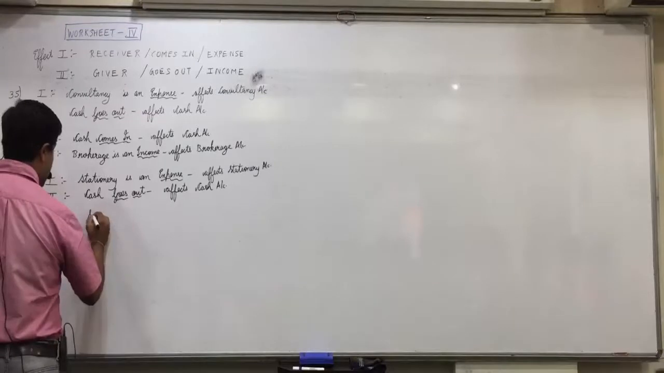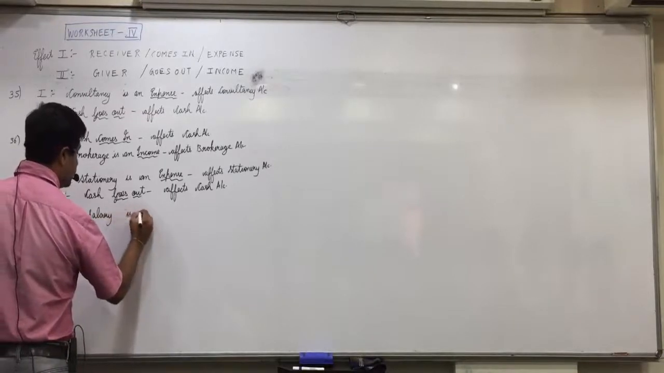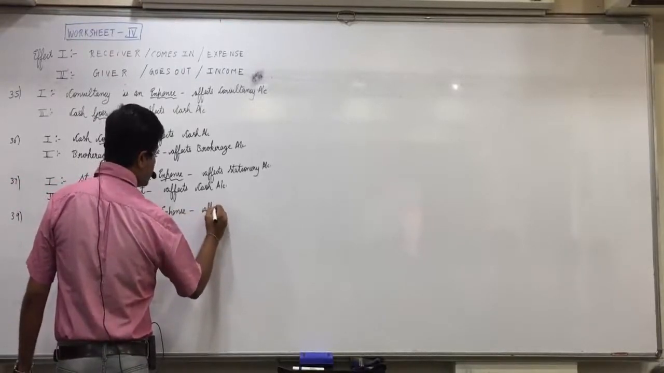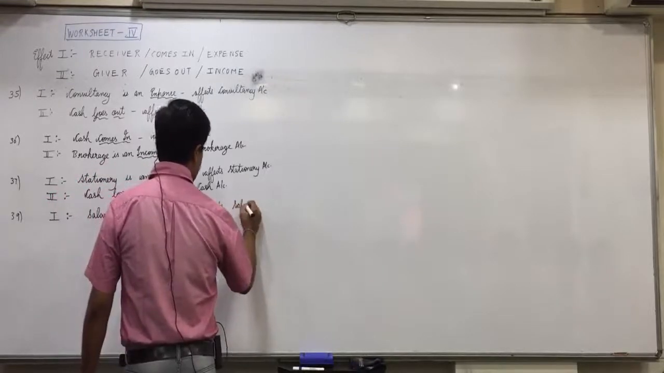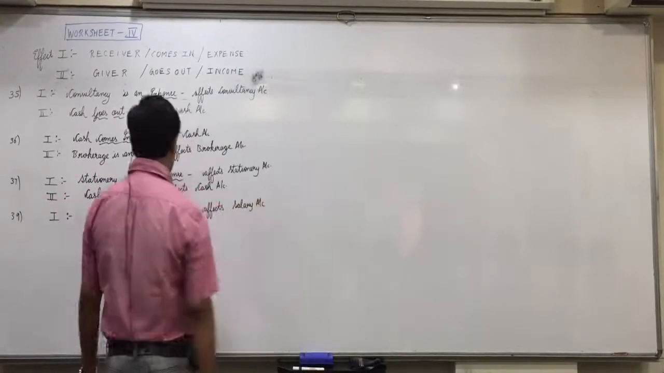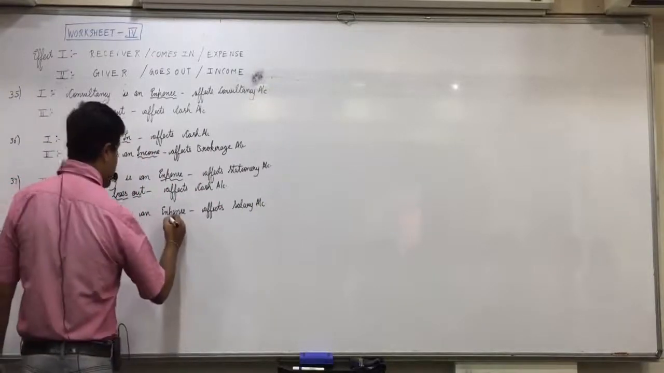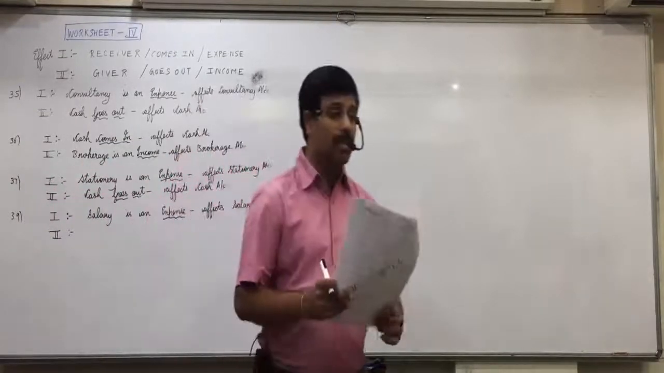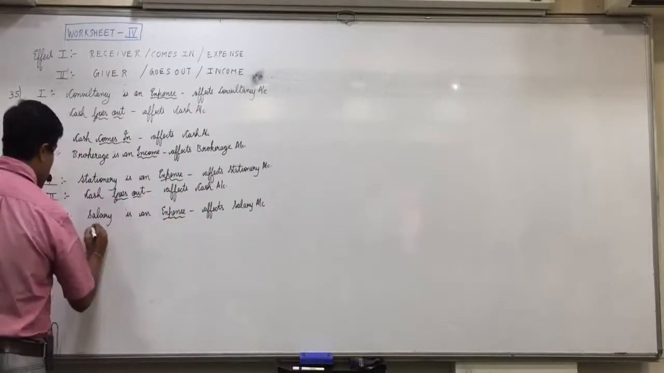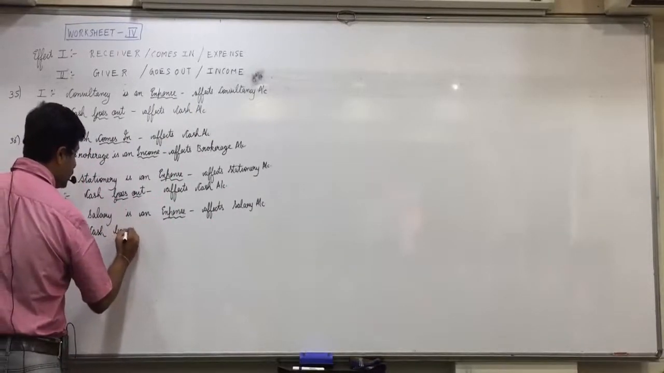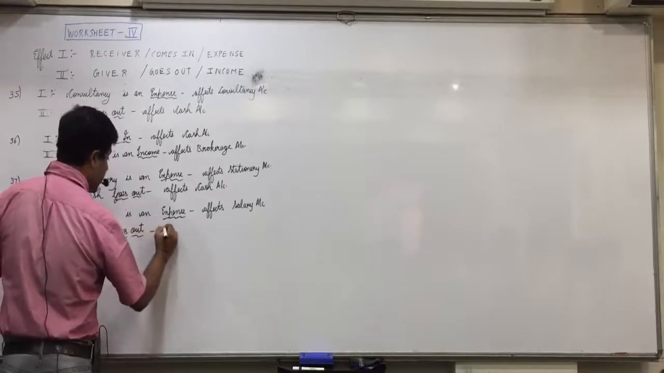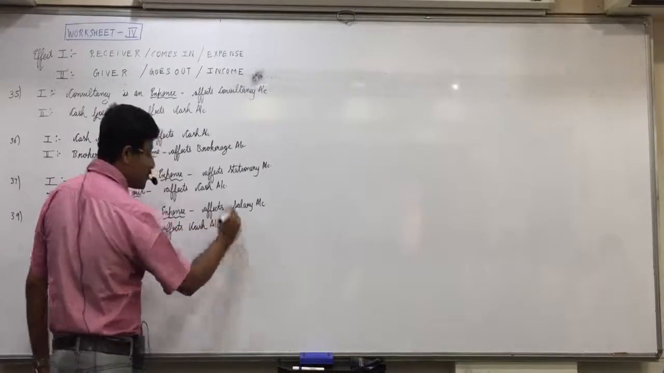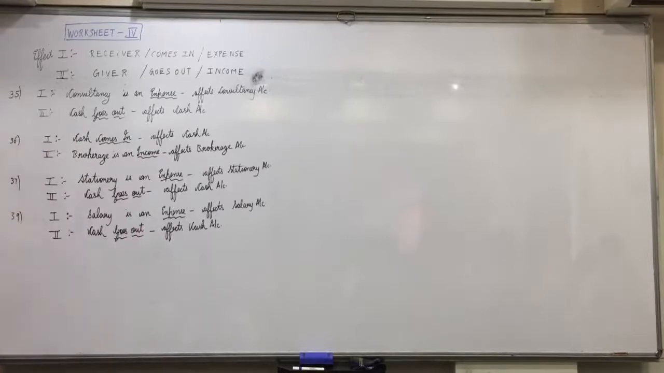Salary is an expense. Affects salary account. Understood this? What will you underline? Expense. Who is the giver? No one. What goes out? Paid salary. So cash goes out. Cash goes out. Affects cash account. Any confusion in this? All are clear with that?